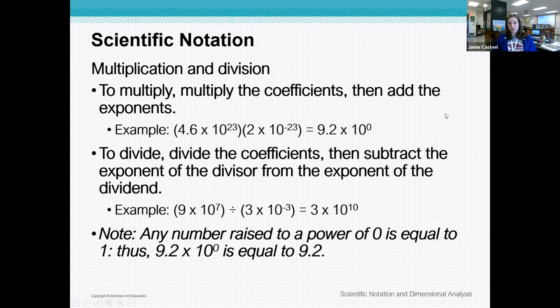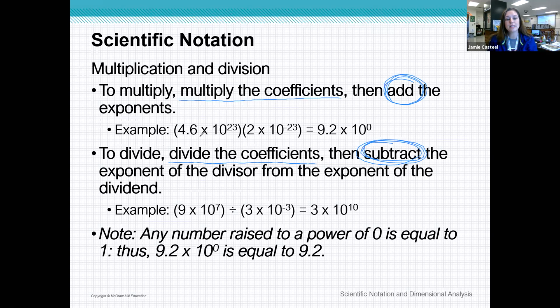Multiplying and dividing is what we're going to do far more often because most of the relationships in chemistry are multiplying or dividing. If you're going to do that, you're going to multiply your coefficients and then you're going to add your exponents for multiplying. Okay? For dividing, you're going to divide the coefficients and then subtract the exponent. So I don't quite remember which math you hit this stuff in, but let's look at these examples together.